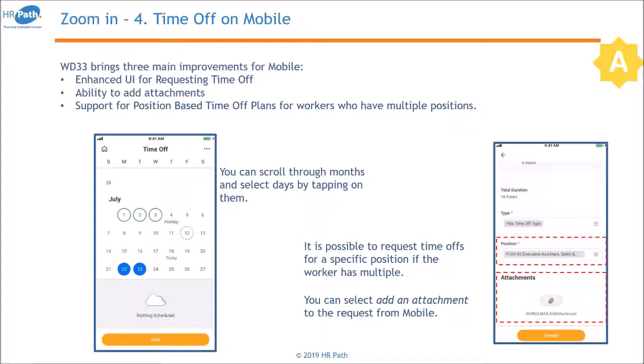So there are 3 main improvements for time off on mobile. There is an enhanced user interface for requesting time off, the ability to add attachments, and support for position-based time off plans for workers who have multiple positions, as I said earlier. So the user can scroll through months and select days by tapping on them. And it is also possible, as you can see on the right, to request a time off for a specific position, and also to add an attachment to the request from your cell phone.